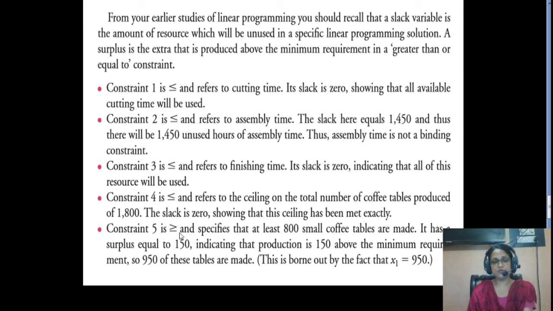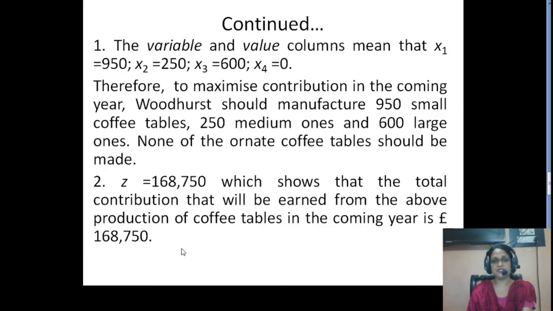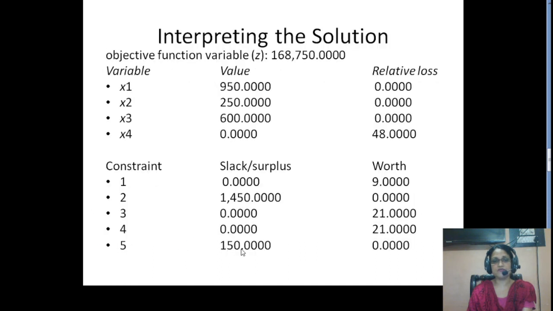Constraint 5 was related to the fact that we have to anyhow produce 800 units of small coffee tables, right? So you see, it has a surplus equal to 150. Now you can see the situation. It has a surplus of 150. Now see, how many units of small table we are producing? 950. So this condition is again satisfied. We are producing 950. So what was the minimum requirement? 800 units. So we are producing 150 surplus units of a small table. So students, I hope it is clear how these two tables are interpreted, right?